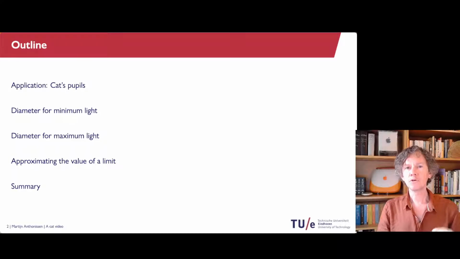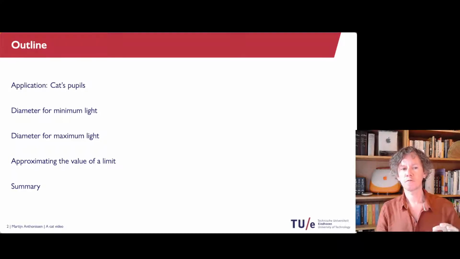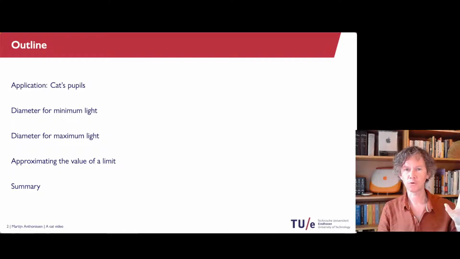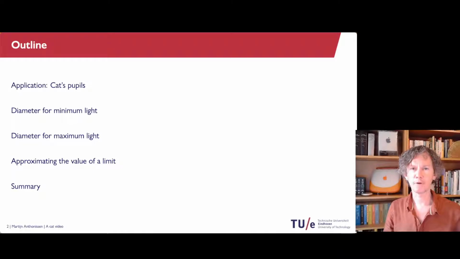And using that formula for the size of the pupil, we are going to look at limiting cases. So what happens if the light goes completely dark or it goes completely to the maximum? And that will bring us to the mathematical concept of limit. So I'm using cats and cat videos to tell you a little bit about the mathematical concept of limit. And that's what we'll be focusing on in a couple of future videos.